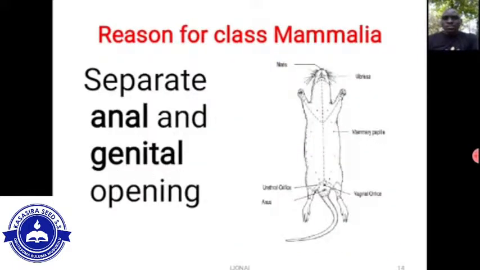They also have separate anal and genital openings or pores, as you can see. You can look at them: the urethral orifice, or the vaginal opening for the female, then the anus for both of them, male and female.